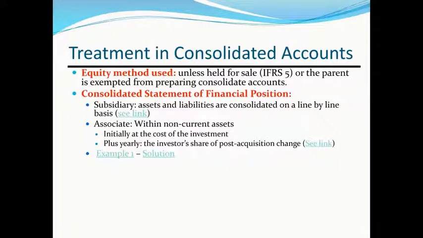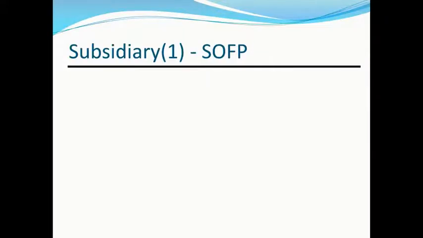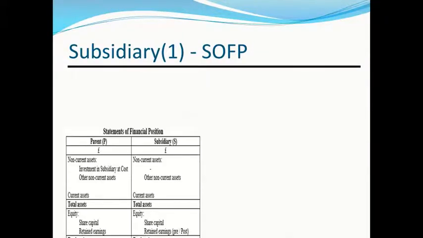Starting with the subsidiary. The subsidiary, we already know about it from the previous weeks. So the rule here for the subsidiary, all assets and liabilities are consolidated on a line-by-line basis, which is mainly called full consolidation. We'll see now the summary of the full consolidation method.